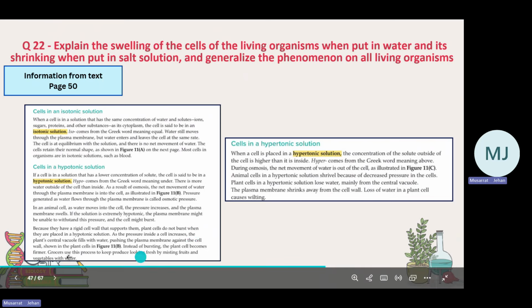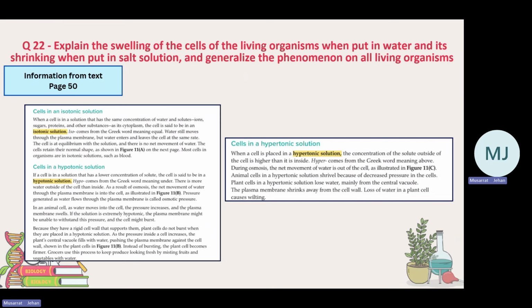Instead of bursting, the plant cell becomes firmer. It becomes turgid. That's why in the grocery stores, you see that the fruits and vegetables keep looking fresh. They mix fruits and vegetables with water, so they will not burst; they just look firm. That's why in the grocery stores they always keep spraying water over the veggies and the fruits.